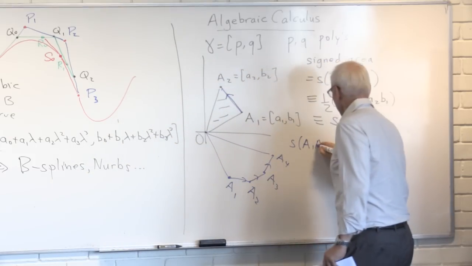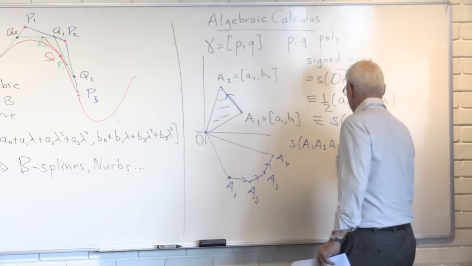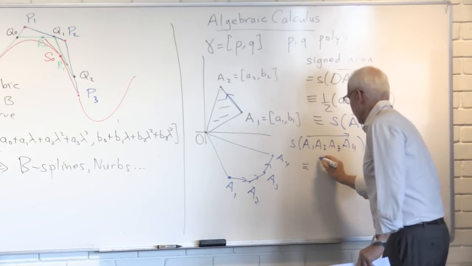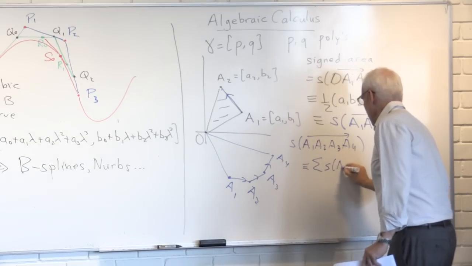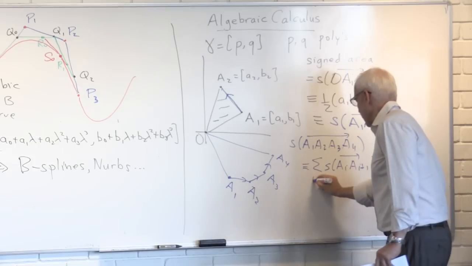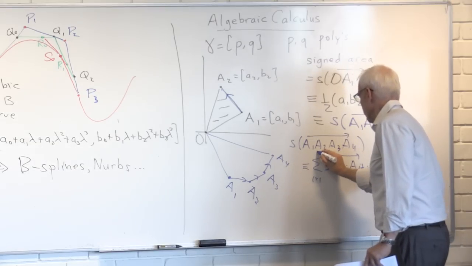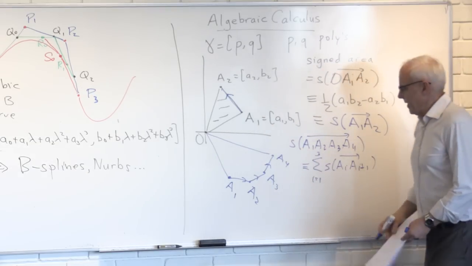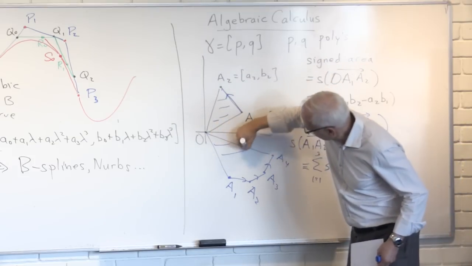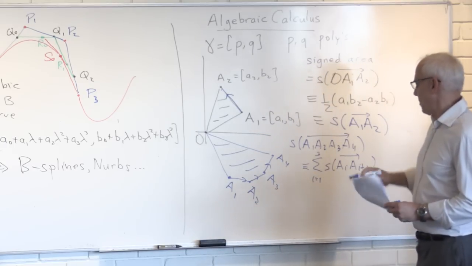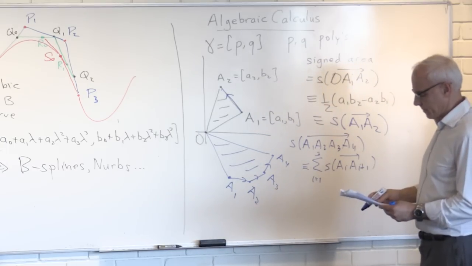The signed area of the spline A1, A2, A3, A4 is by definition the sum of S(Ai, Ai+1), from i equals 1, 2, 3. And that intuitively corresponds to the signed area of this polygonal region swept up by the spline.